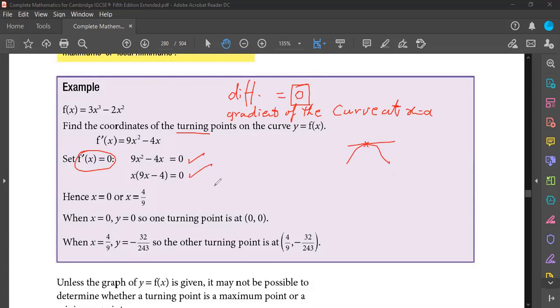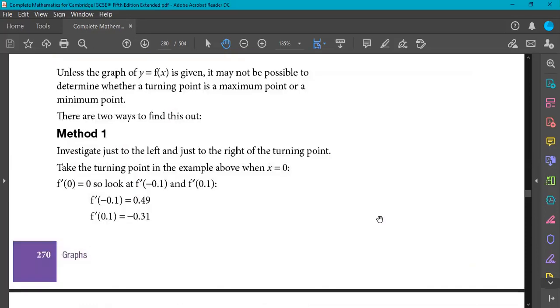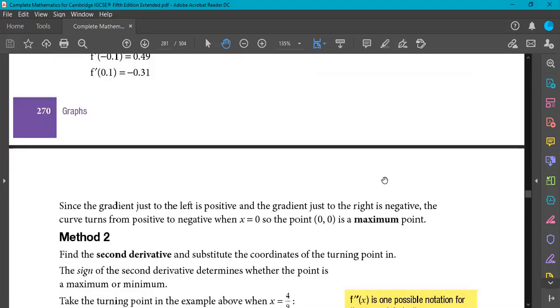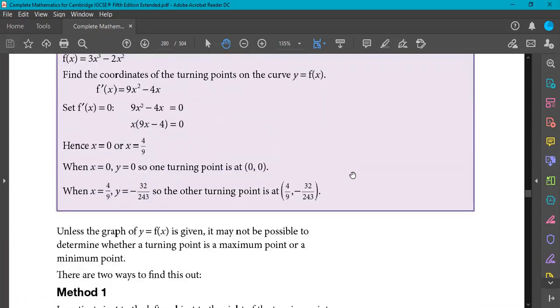Then it's an equation. We solve it by factorizing. You can solve it by the general formula. And here we have 2 turning points. To find the coordinates, because they want coordinates, we need to find the y for each one of those points. So those are the 2 points. Okay, so up to here, finding the turning points is fine.